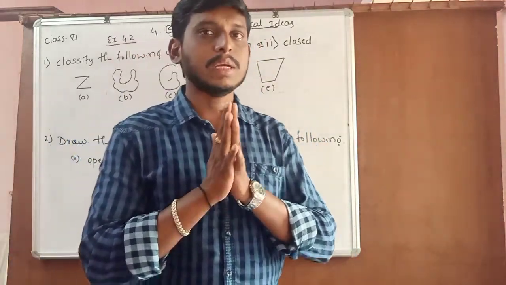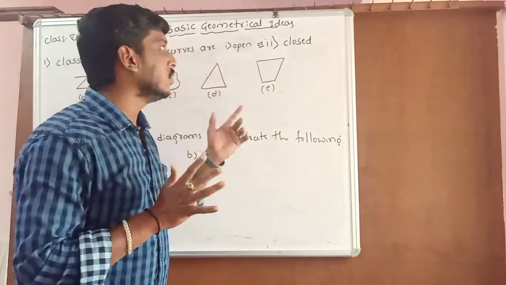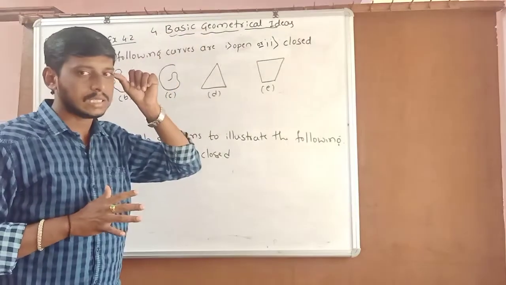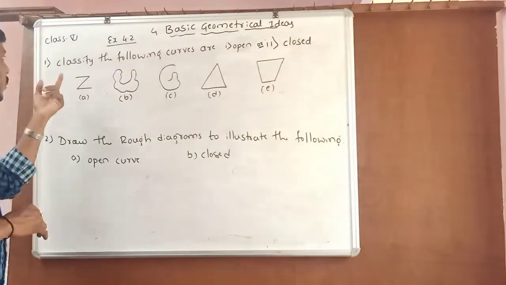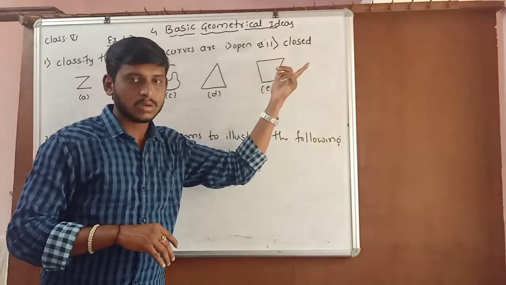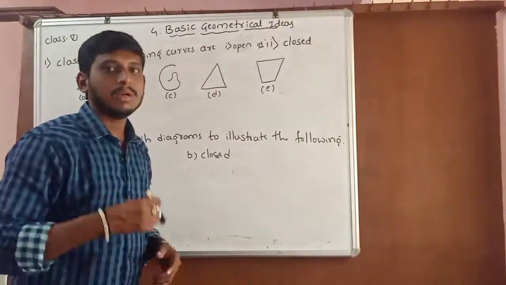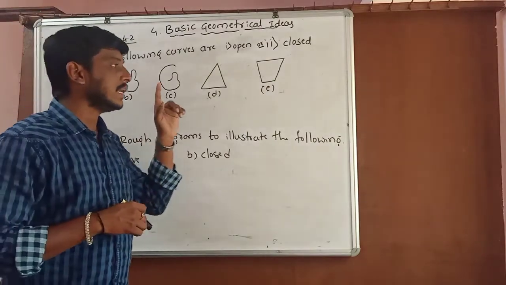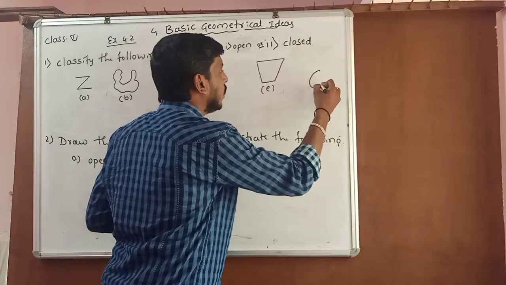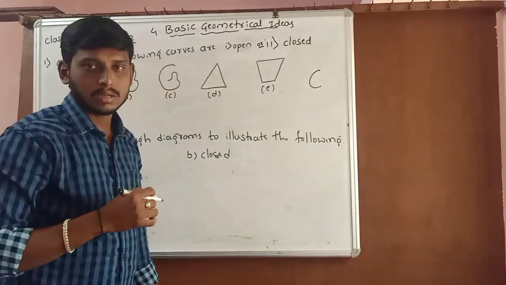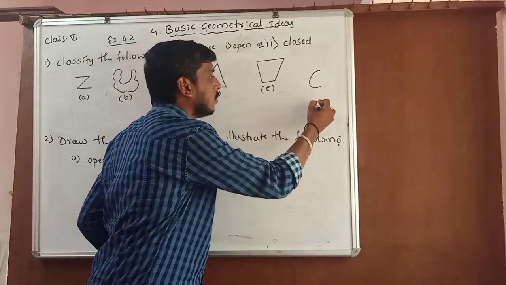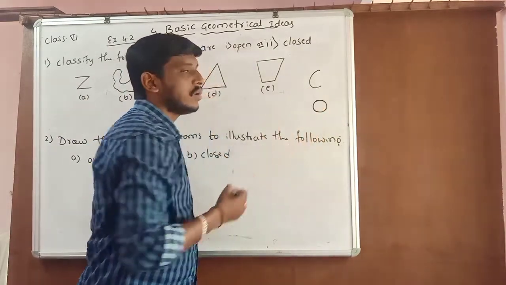Today's class, based on those ideas, we'll handle exercise 4.2 of this chapter. What is the first question? Classify the following curves as open or closed. We already discussed what open means. Open means the beginning and end points are different; that is called an open curve. What do you mean by a closed curve? Its beginning point and end point meet each other. This is called a closed curve.